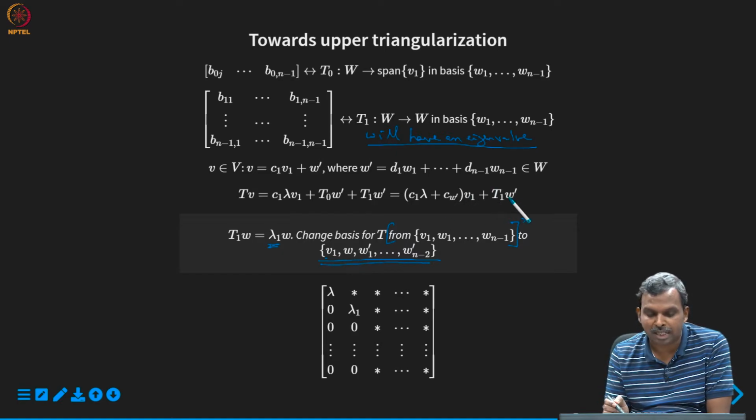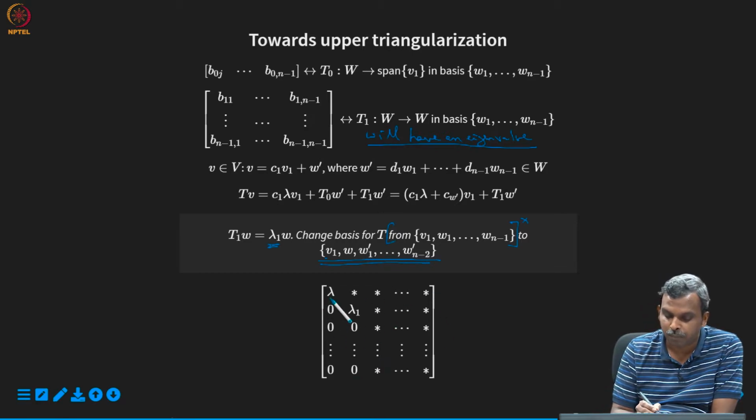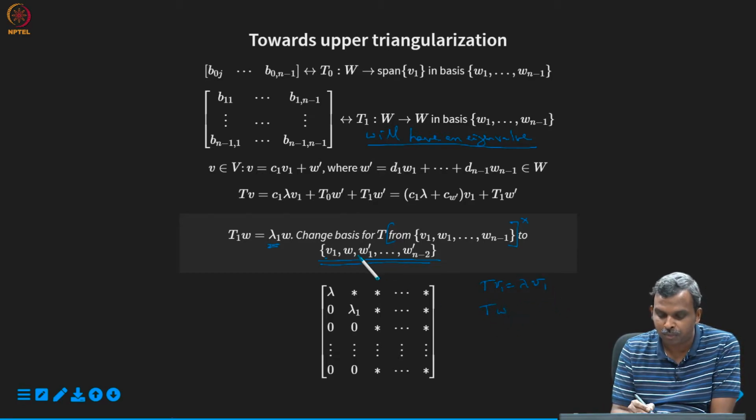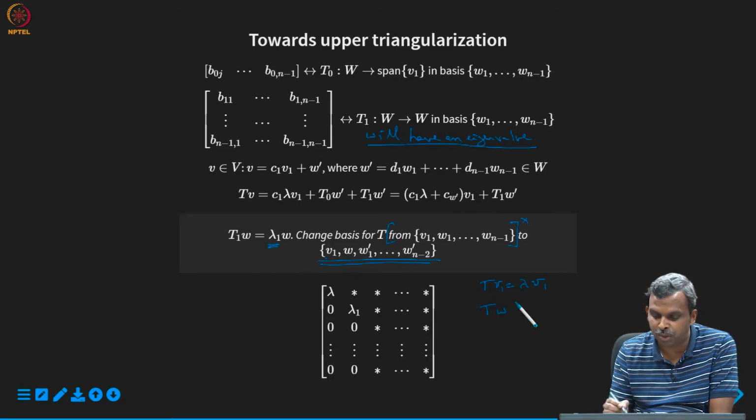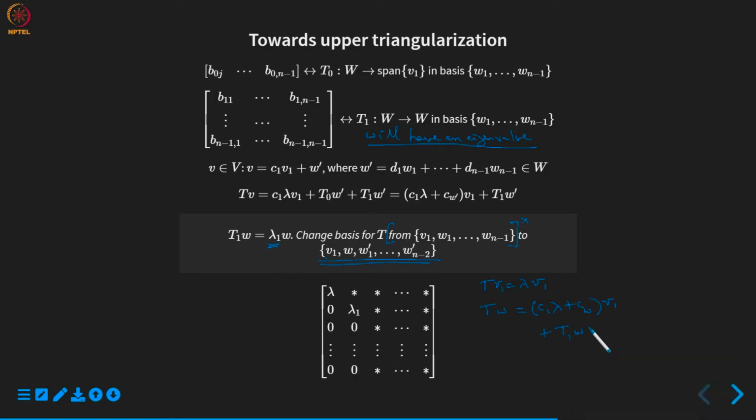You can go back and look at what has happened. If this W prime were to be an eigenvector, T1 times W prime will simply be lambda 1 times W prime, so you will get a form like this. That's what's very important. So in this basis, T V1 becomes lambda V1. What will be TW? Remember, W is an eigenvector of T1. TW will be something times V1, I don't know what that is, plus T1W, and what is T1W? Lambda 1 W. So this simply becomes lambda 1 W.